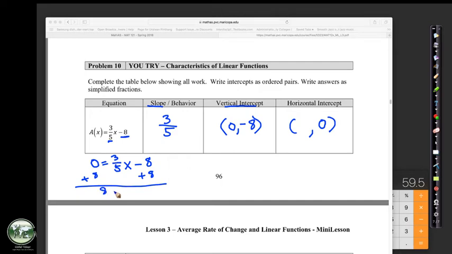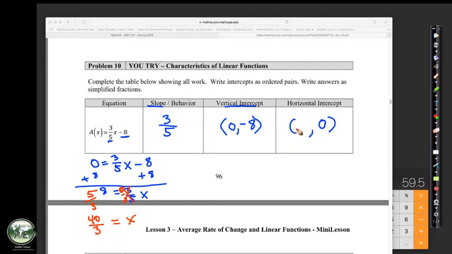And we get 8 equals 3/5 x. Now what do we need to do? Multiply each side by 5/3. By the reciprocal, very good. So we multiply both sides by 5/3 so that this cancels and this cancels. So we end up with x equals 5 times 8, 40, divided by 3. And we could just leave it like that.